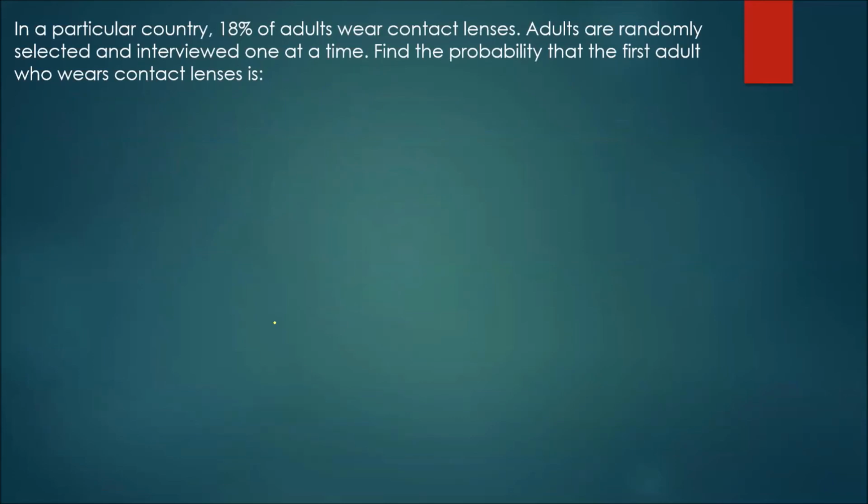In a particular country, 18% of adults wear contact lenses. So let's define our distribution. X is a geometric distribution wherein our p is 0.18. So again, 0.18 is our p, thereby our q is equal to 0.82, right?